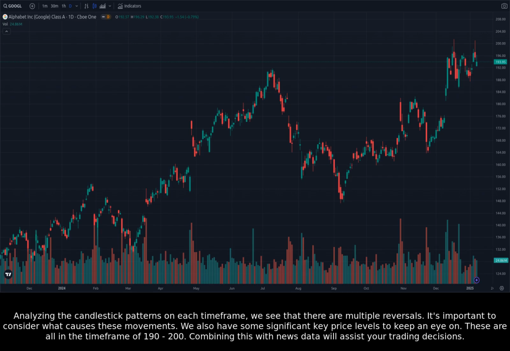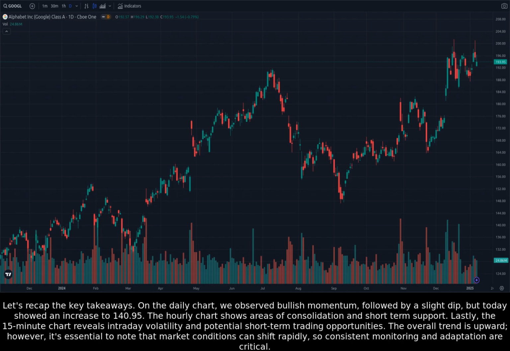It's important to consider what causes these movements. We also have some significant key price levels to keep an eye on. These are all in the range of 190 to 200. Combining this with news data will assist your trading decisions. Let's recap the key takeaways.